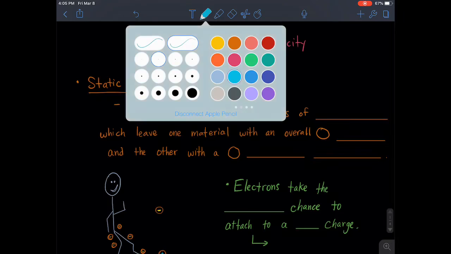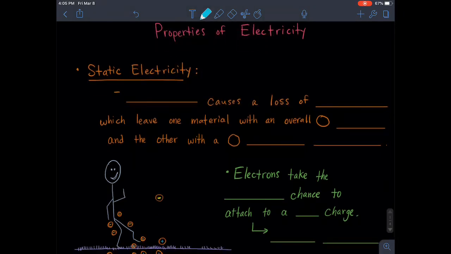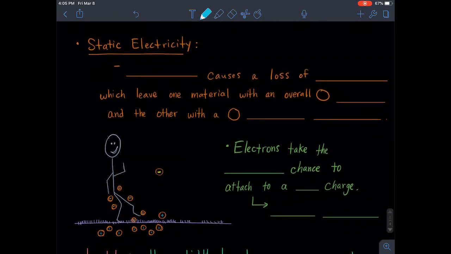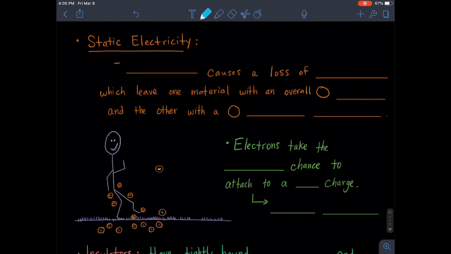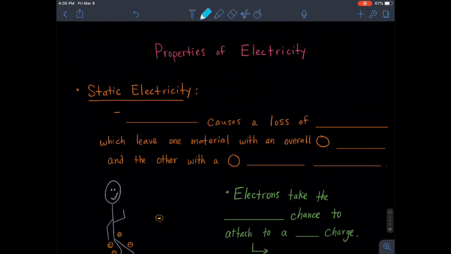All right, so let's figure out a color here, and let's use some teal. So properties of electricity, like I said, we're going to start with static electricity. Static electricity is when friction, or two substances or surfaces, interact with each other and roll across one another, it causes a loss of electrons.